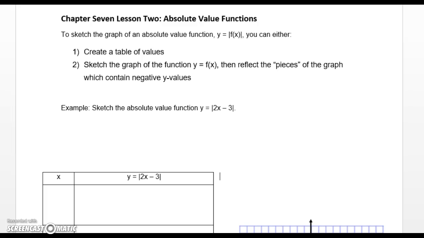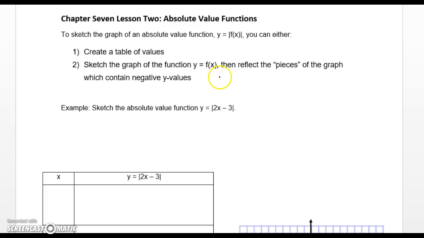In this video, we're going to look at Lesson 2 from Chapter 7, which is looking at graphing absolute value functions. So to sketch the graph of an absolute value function, say y is equal to the absolute value of some sort of function f of x, there's two options that we can consider for graphing. The first one is to create table values, and within those table values, you would directly apply the absolute value. Or the second method is where you sketch just the regular function, just f of x.